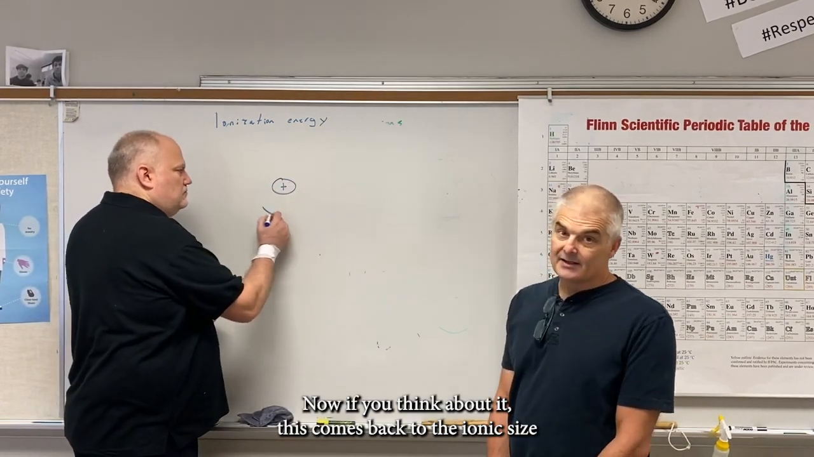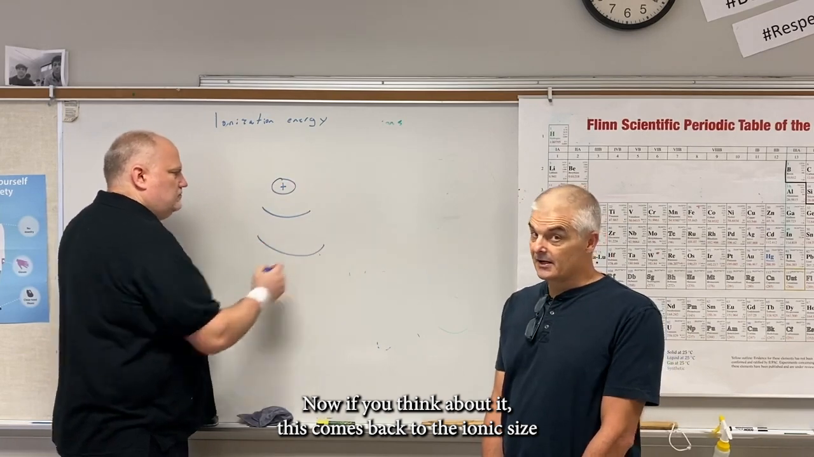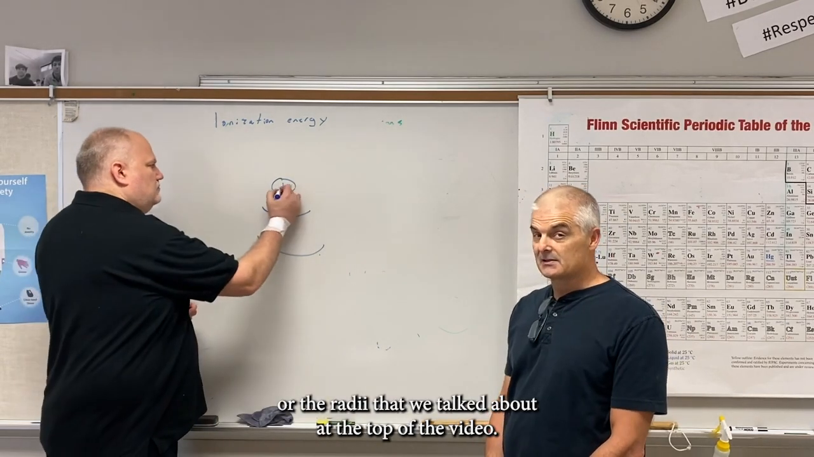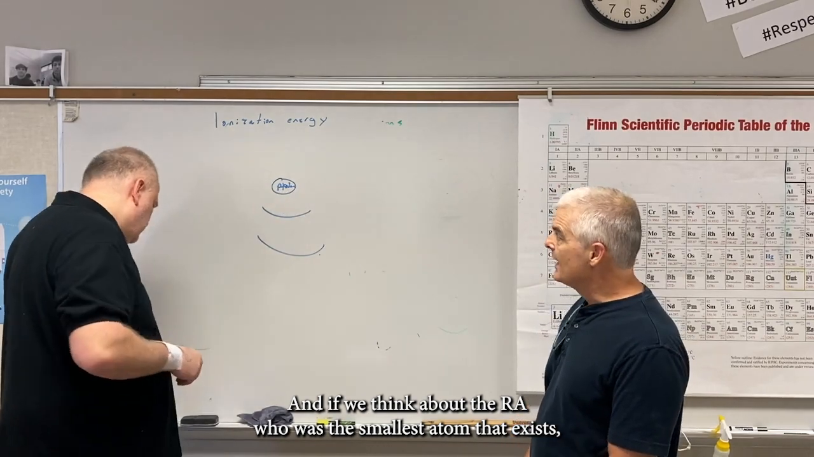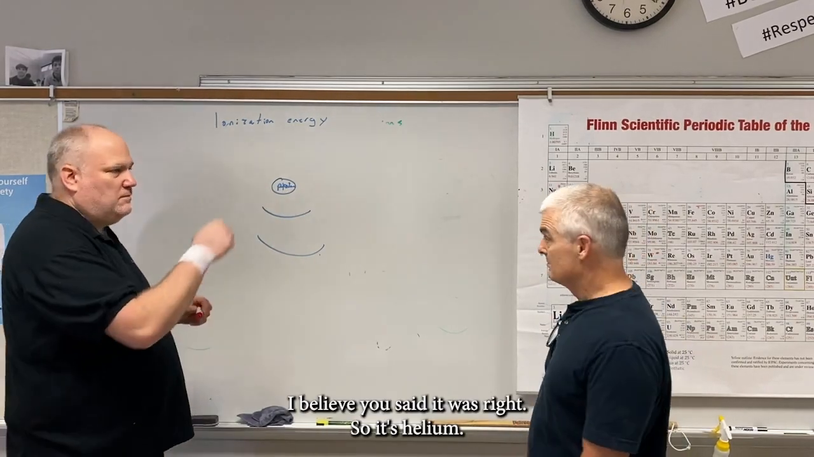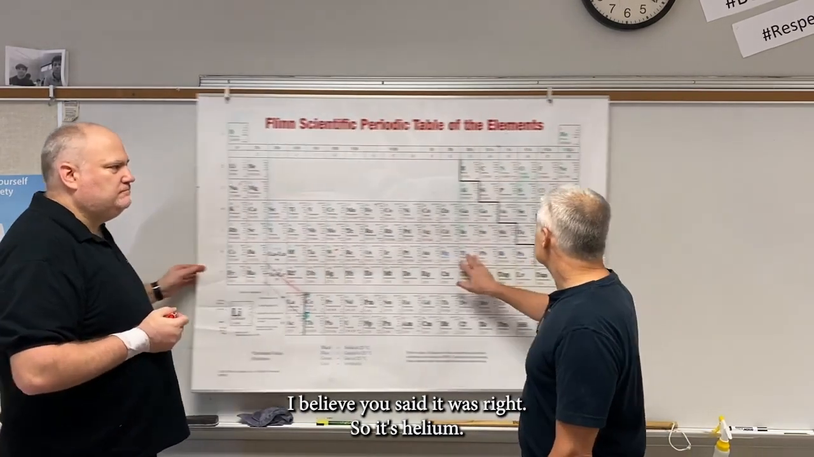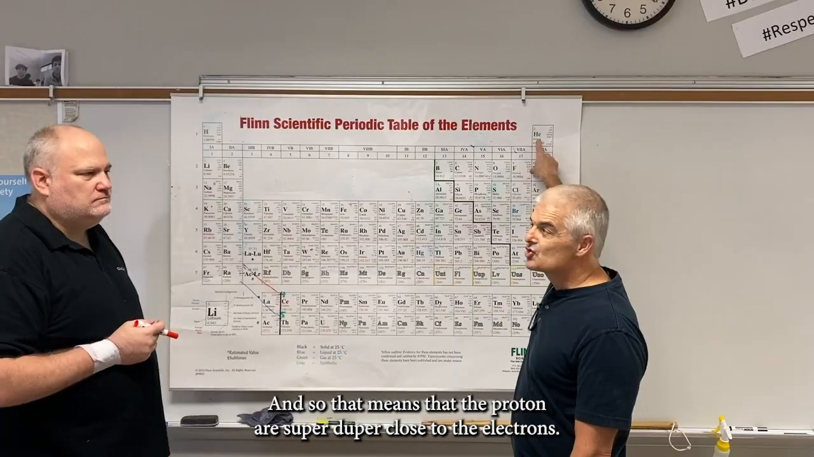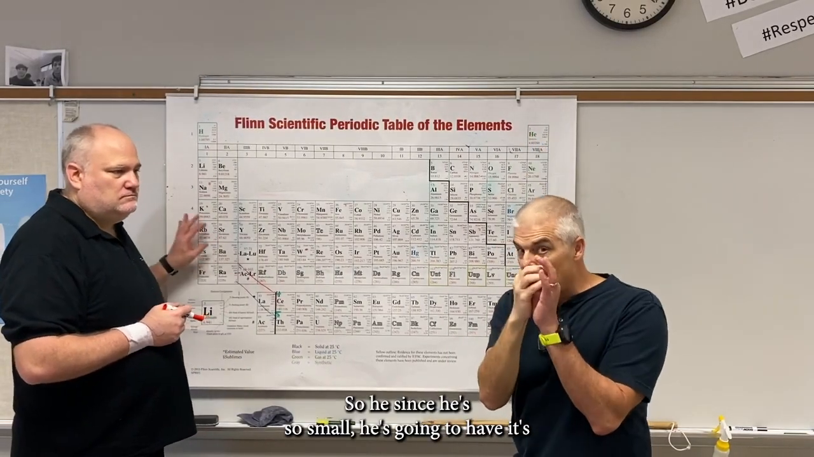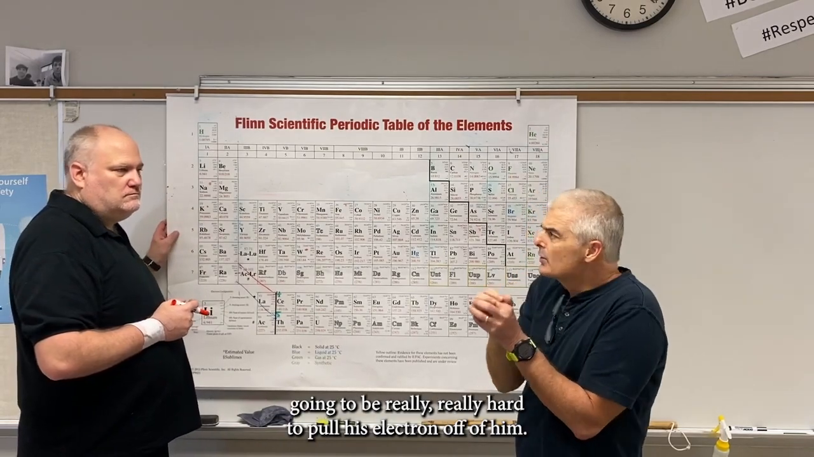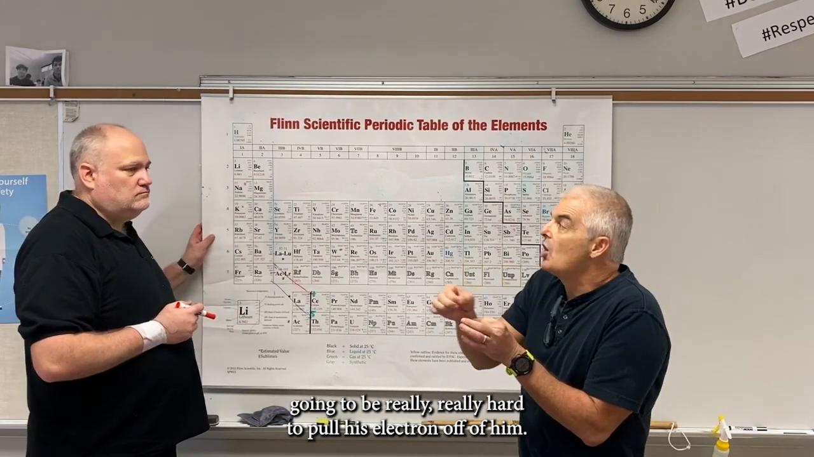Now if you think about it, this comes back to the ionic size, or the radii that we talked about at the top of the video. And if we think about that, remember, who was the smallest atom that exists? Well, I believe you said it was helium. Right, so it's helium, and so that means that the protons are super duper close to the electrons. So since he's so small, it's going to be really, really hard to pull his electron off of him.